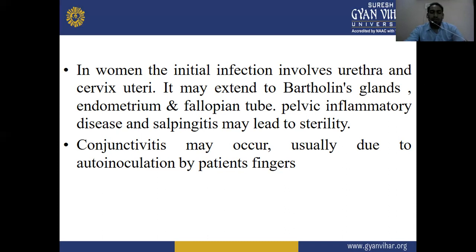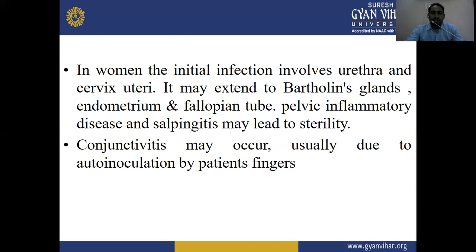Endometrium. What is the endometrium? The endometrium is the lining of the uterus. The fallopian tubes are one or two long cylindrical tubes that connect the ovary to the uterus, and eggs pass from the ovary through the fallopian tubes to the uterus. And salpingitis is an inflammation of the fallopian tubes caused by bacterial infection.